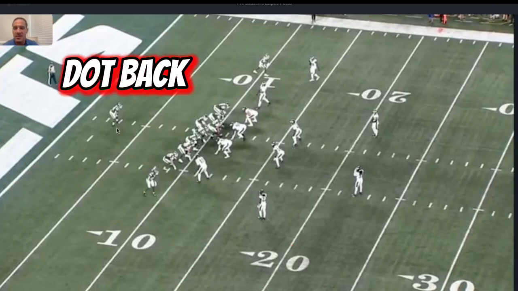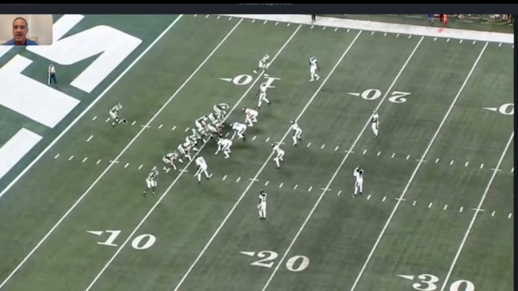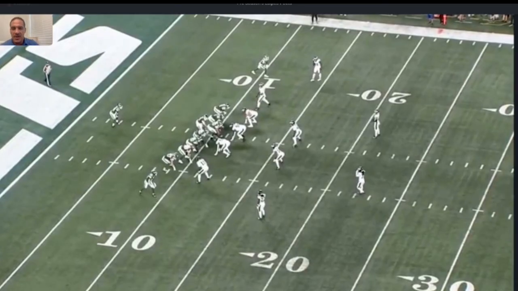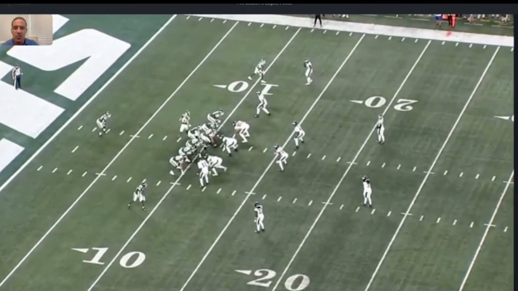All right. Remember, we call this dot back because the running back is in a position that if there was a lowercase I drawn through the quarterback through this backfield, the tailback would be at the dot. Okay. All right, so we're going to get motion here. And as we get motion, we've got a new formation now.